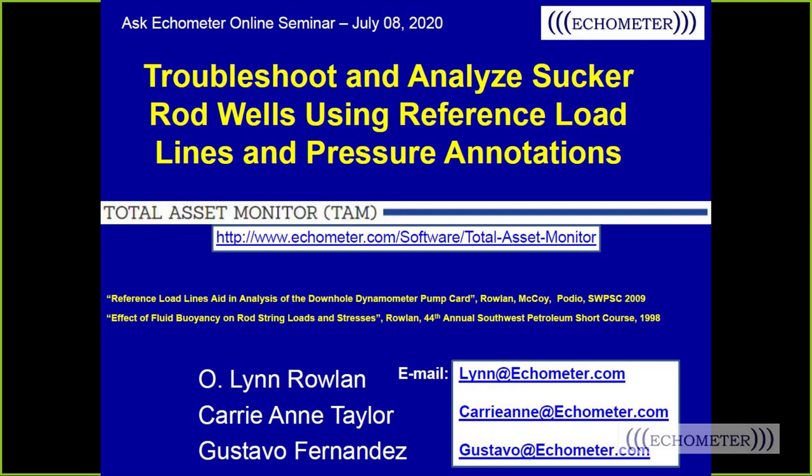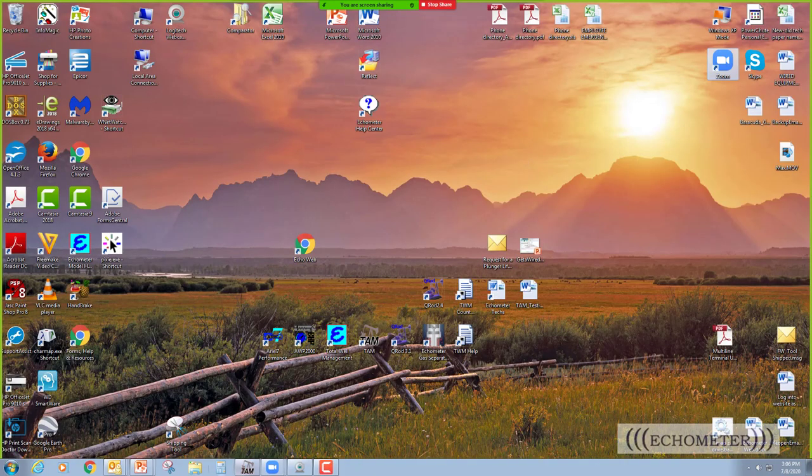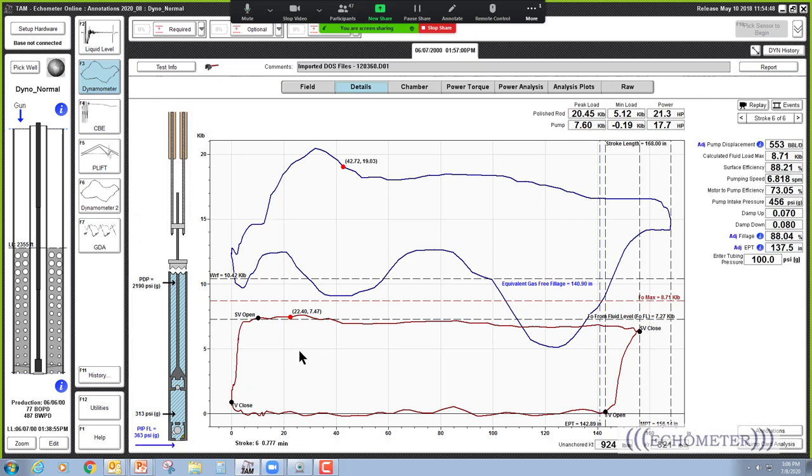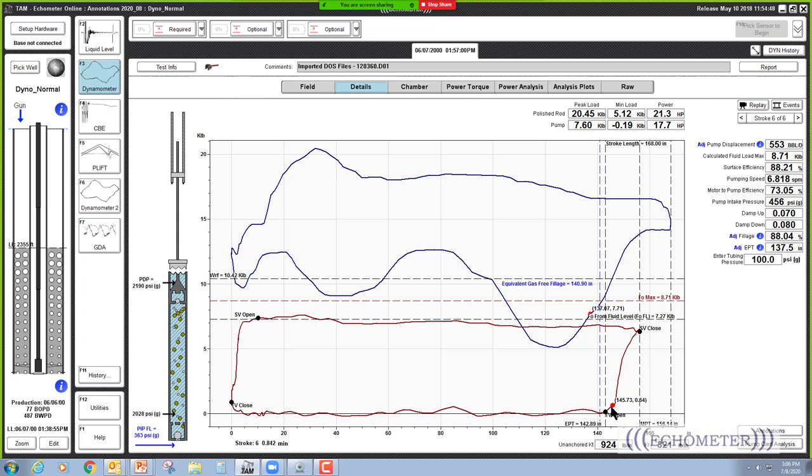But let me see if I've got... I don't think I have an example. Let me see. If we go to TAM, I think that might be TAM right there. Here's TAM. So, if you look at this well right here, this shape right here is gas compression.